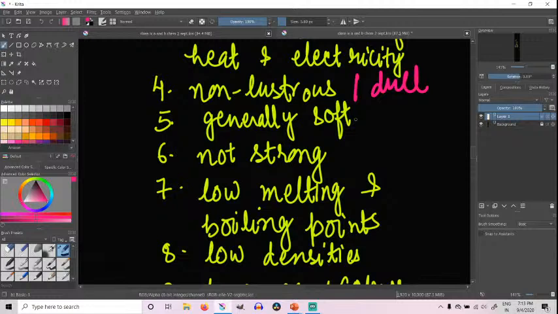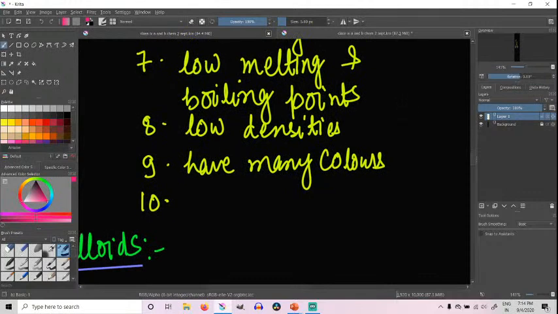They cannot be beaten down into thin sheets. Why? Because they are very soft. When you beat them down into thin sheets, what is going to happen? They can break easily. They are not strong. Why are they not strong? Because they have less density. Okay, and because they have less density, that's why they have low melting and boiling points.